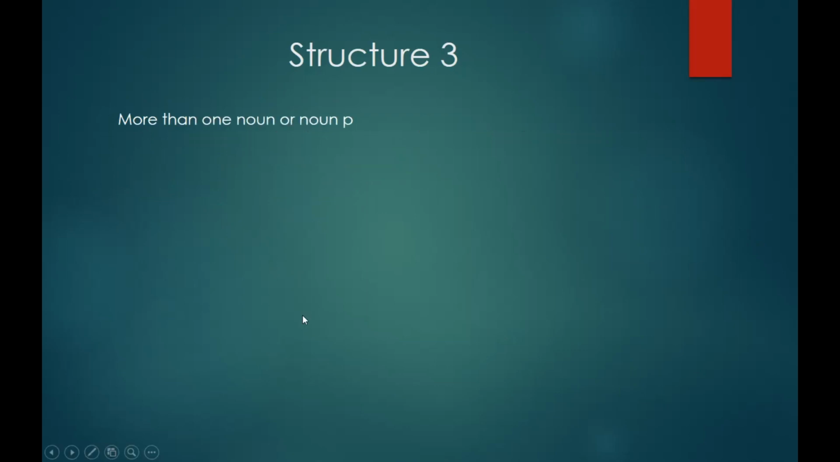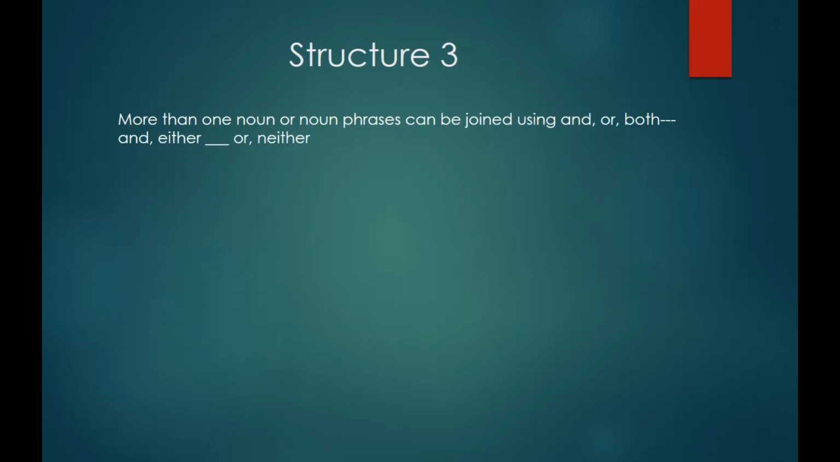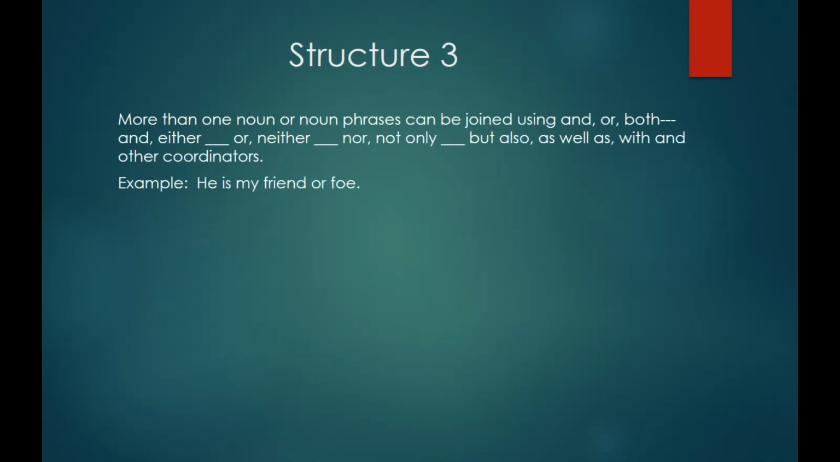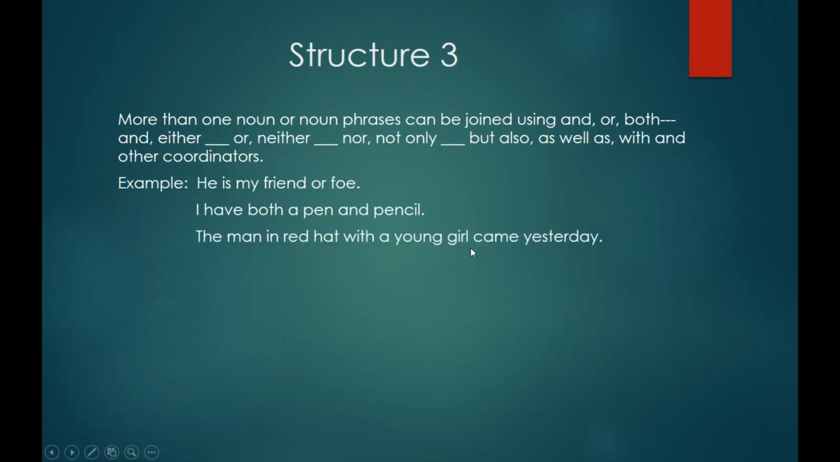Structure 3. More than one noun or noun phrases can be joined using and, or, both and, either or, neither nor, not only but also, as well as, with, and other coordinators. So like prepositions, you can join two nouns using a coordinator. For example, he is my friend or foe. So friend or foe functions as a single noun phrase. I have both a pen and a pencil. Both a pen and a pencil. The man in red hat with a young girl came yesterday.